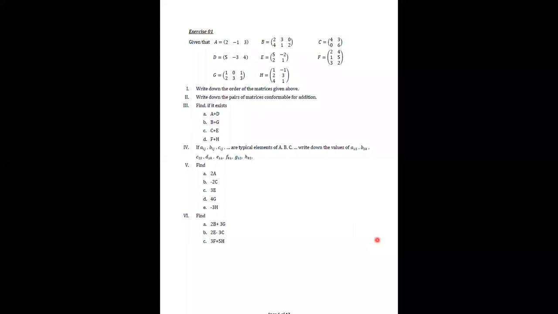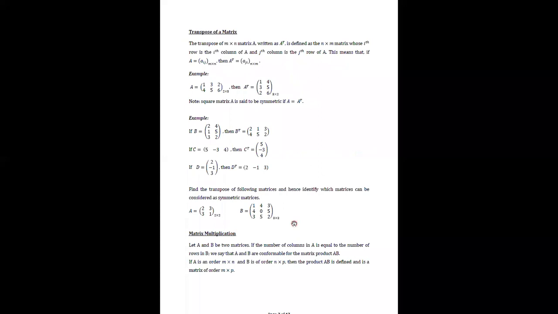And this consists of writing down the order of the matrices, then identification of the conformable pairs for matrix addition and subtraction. Then you have to do some calculation regarding matrix addition, subtraction, and the multiplication of a matrix by a scalar. And these are the things that we have discussed so far. Therefore, you can become familiar with the things that we have discussed so far by doing this exercise one.